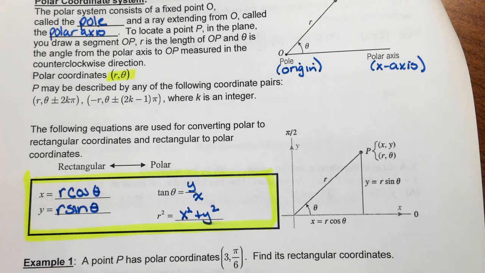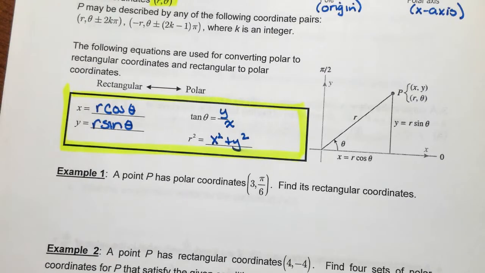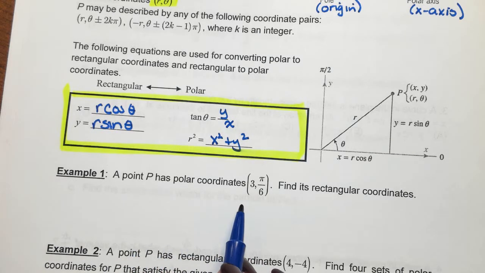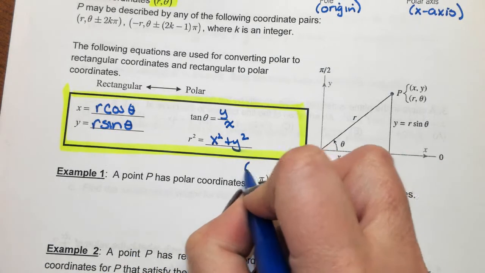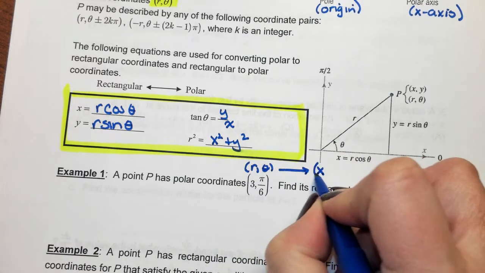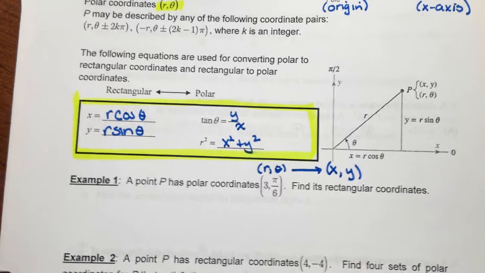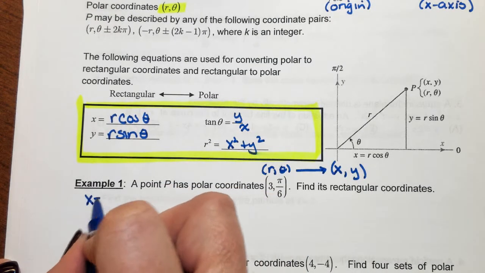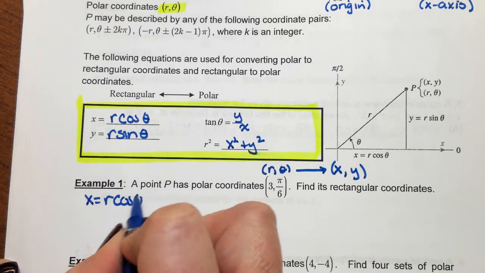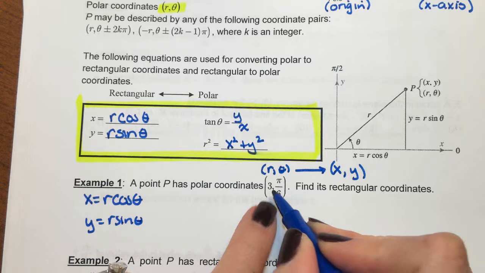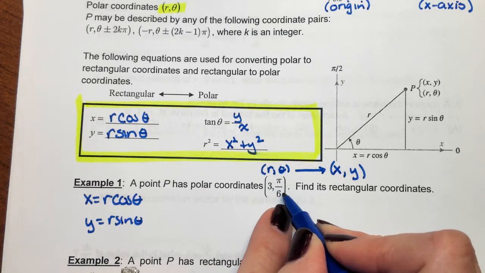Involving our polar. So for example, a point P has the polar coordinates 3, pi over 6. Find its rectangular coordinates. Remember, we're given an r and a theta value. What we want to calculate is a point in rectangular, which means we need an x and a y coordinate. So we have our conversion formulas. I know that x is equal to r cosine theta, y is equal to r sine theta. I have an r value of 3 and a theta value of pi over 6.